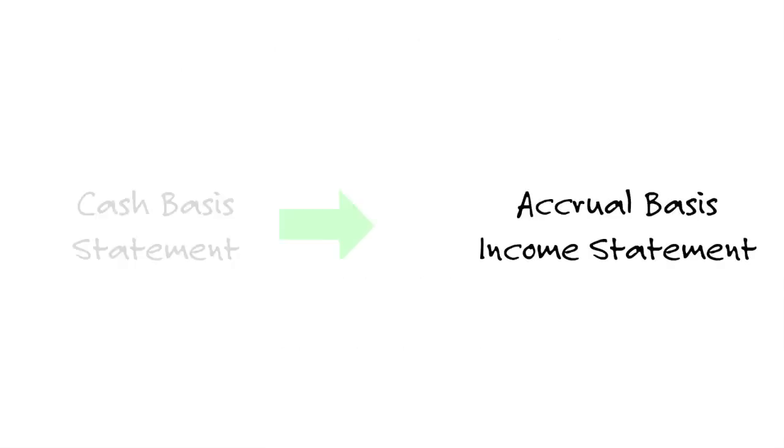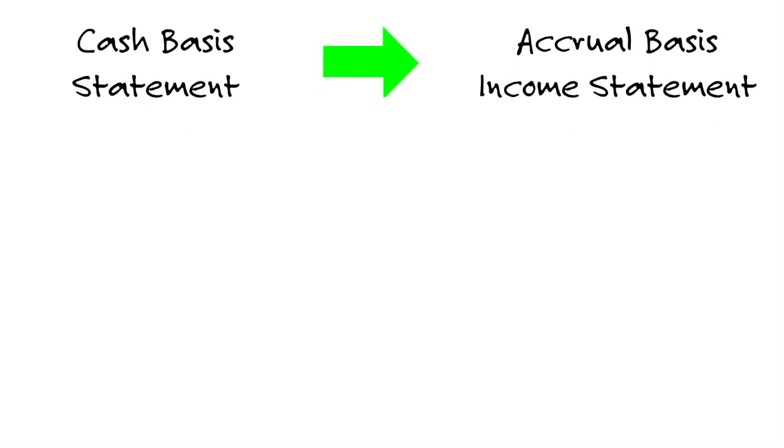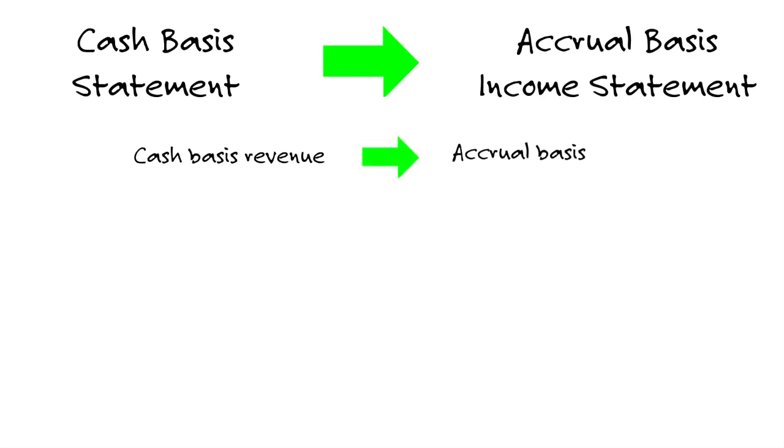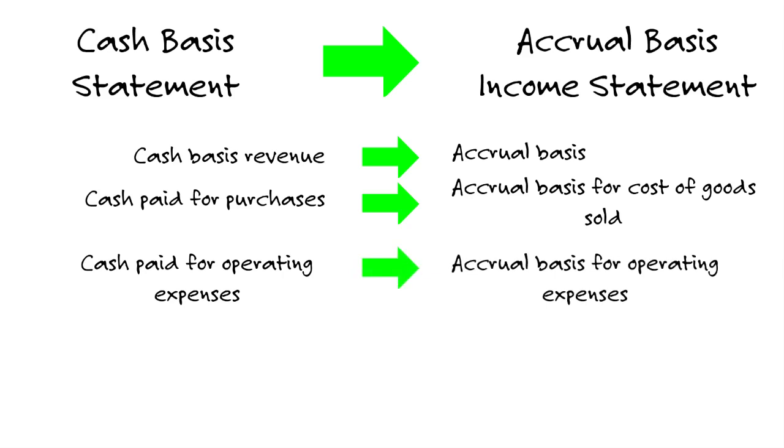To prepare an accrual-based income statement from a cash basis statement, the following adjustments must occur. You have to convert the cash basis revenue to the accrual basis. Then you have to convert cash paid for purchases to the accrual basis for cost of goods sold. And then you must also convert cash paid for operating expenses to the accrual basis for operating expenses.